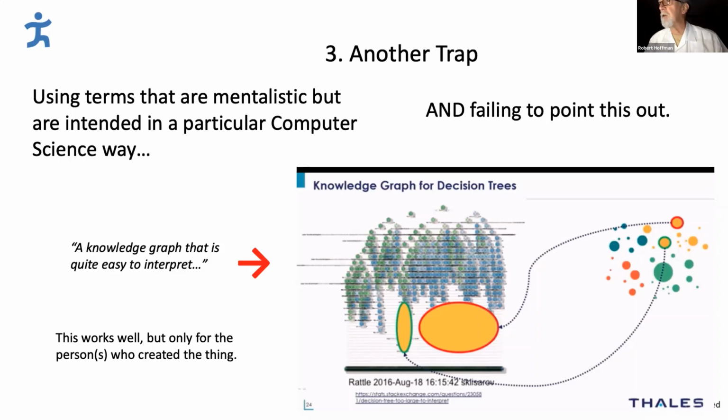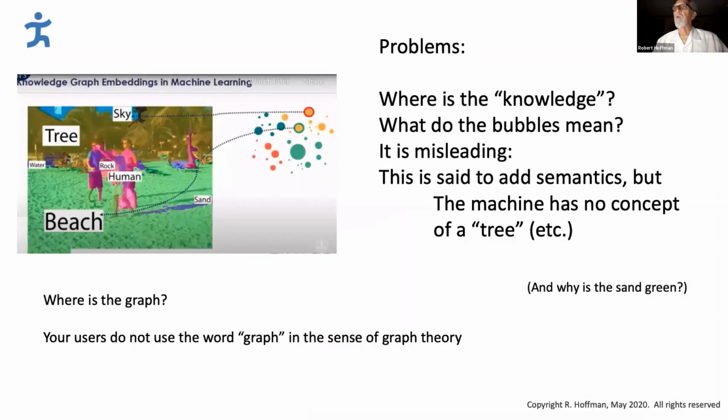Well, it's not easy for me to interpret, so it works well, but only for the person who created the thing. And it would be important for computer scientists to point this out and remember that they're not talking just to computer scientists. Where's the knowledge here? What do those bubbles mean? This is said to add semantics, but the machine has no concept of a tree. Why is the sand green? Where's the graph, if this is a graph?